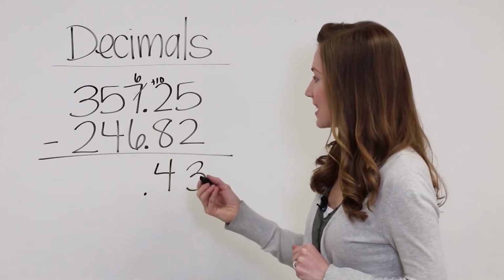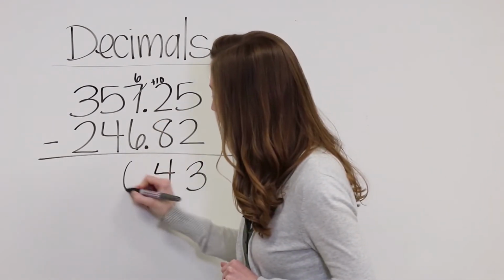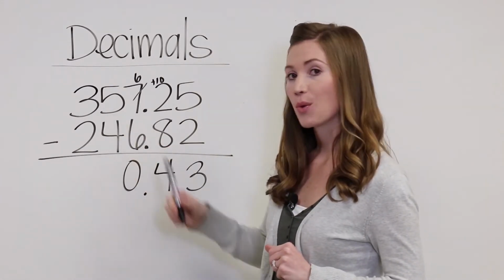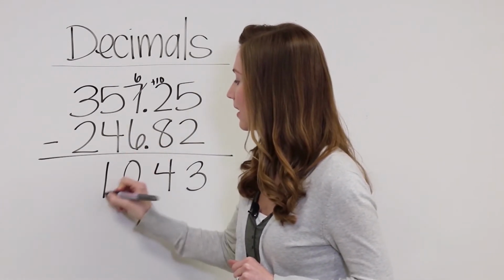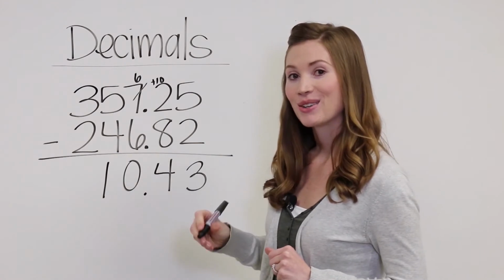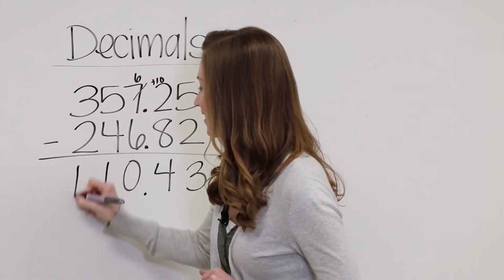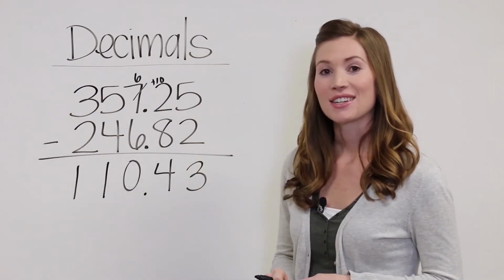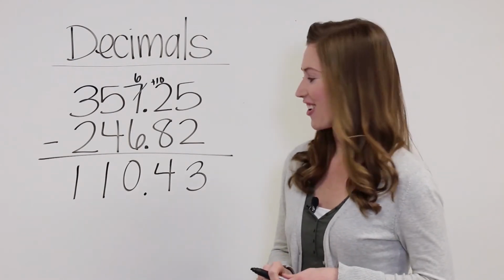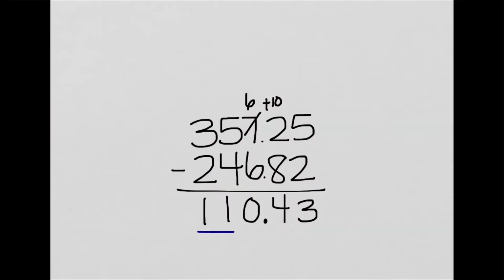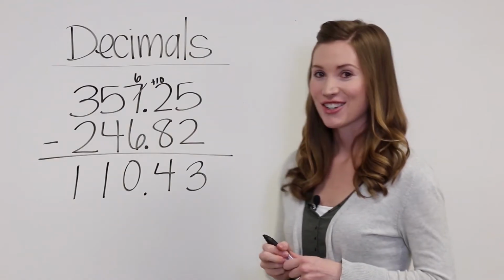6 minus 6 is 0. 5 minus 4 is 1. And 3 minus 2 is 1. Let's read our final answer, or difference, together. 110 and 43 hundredths. Great job.